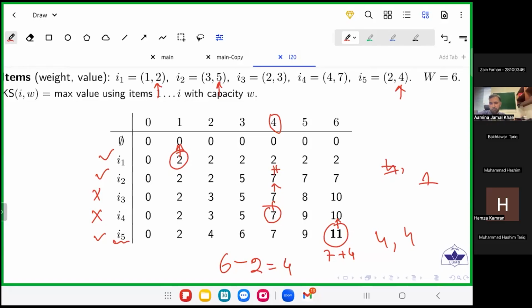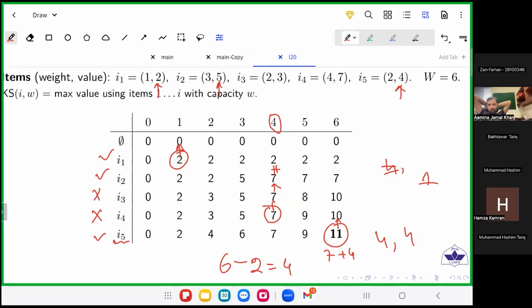We could have picked item 4 and 5 as well. That was a possibility, but this is also a possibility. We could have just picked item 4 and 5. That was a solution, but this is also a solution as far as I see it. And that's what this table says. Right? Right, Bilal? Okay, cool.